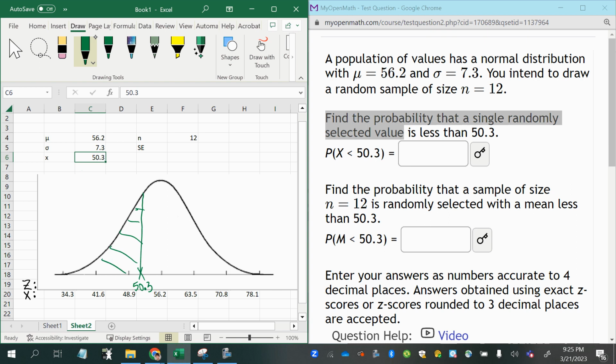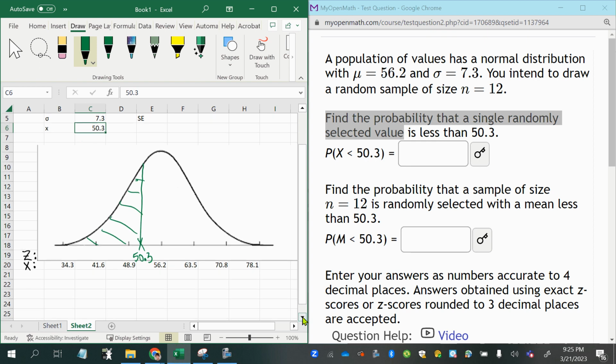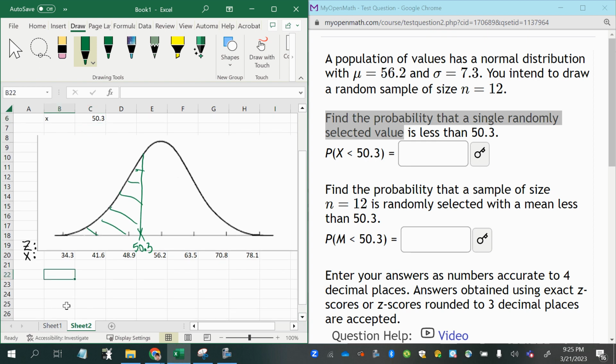Now we can use the norm distribution in Excel. So we're going to find the left area by doing norm.dist on the x value 50.3. For some reason it didn't do what I wanted. Try that again. What's going on here? Try it one more time. There it goes. Okay, I had some spaces in front of my equal sign that I didn't realize were there, and as soon as I removed those, it was working again.